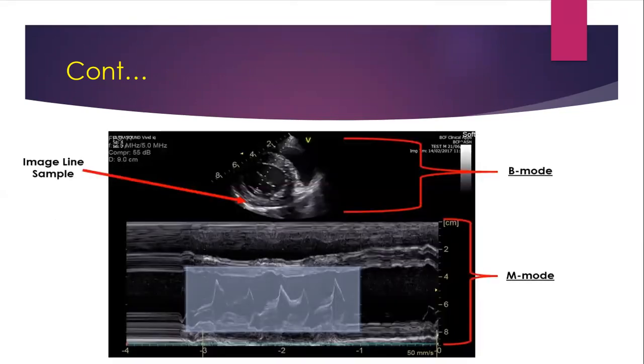So this is an example of an ultrasound. You can see this one is an image line sample. You can see that one is measuring the distance of the size of a valve. Okay, B mode, and then the B mode is measuring the left ventricular movement there so that it can check the diastolic and the systolic in it.